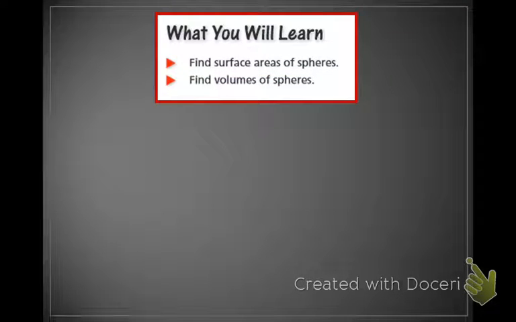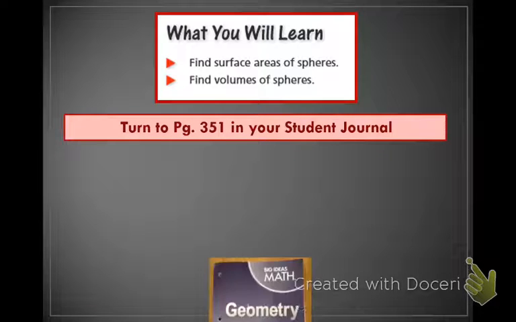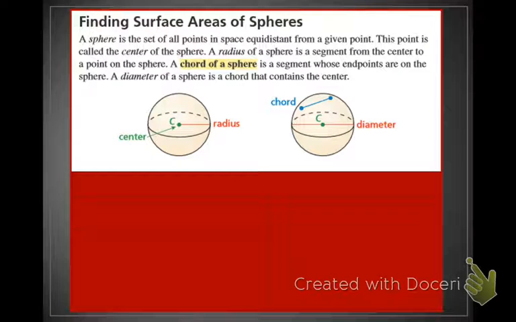If you are doing this from home, you can turn in your student journal to page 351, but otherwise you guys have the notes in front of you. All right, so we're going to talk about the lingo of a sphere. You have blanks on your notes.